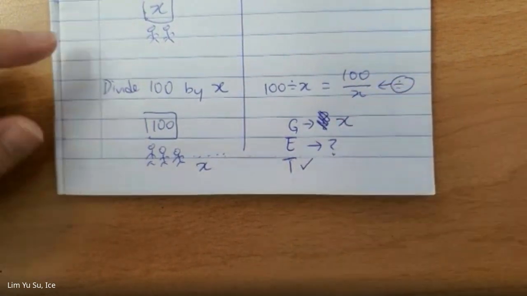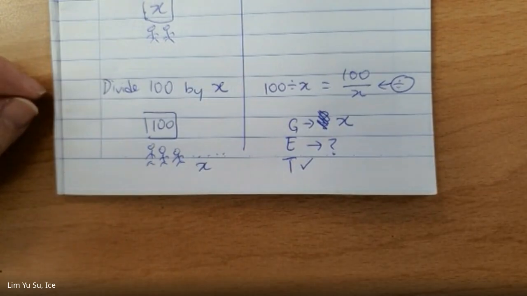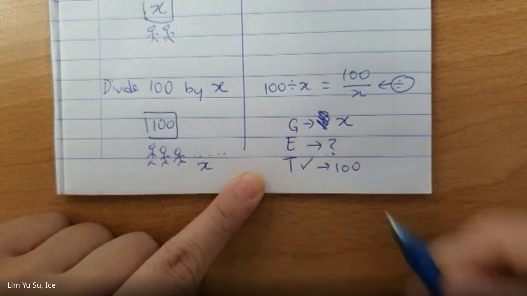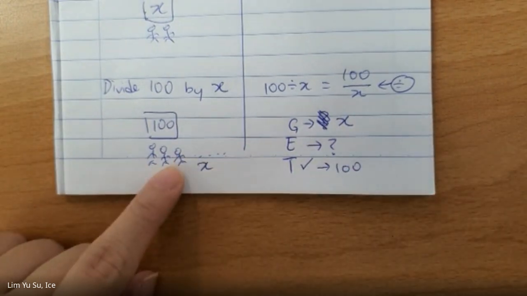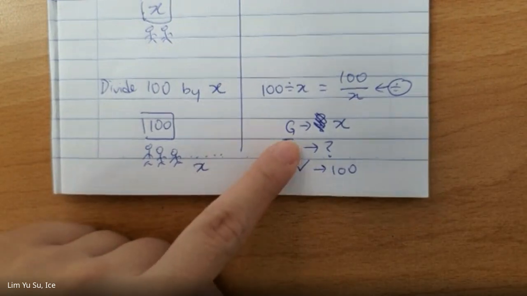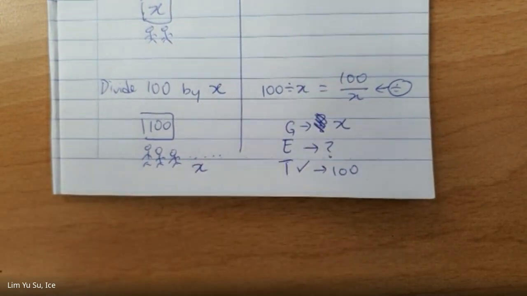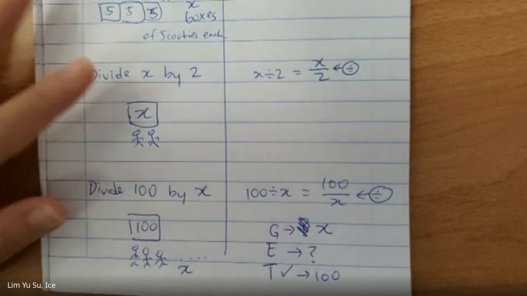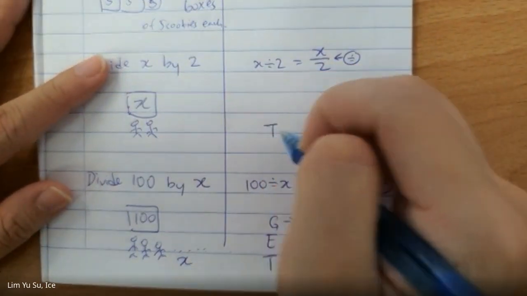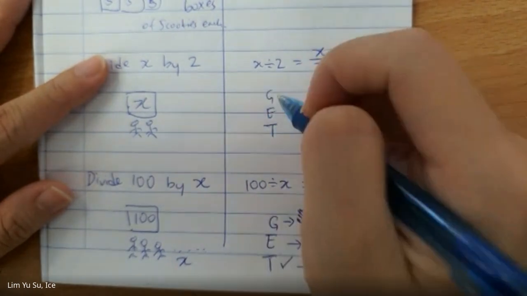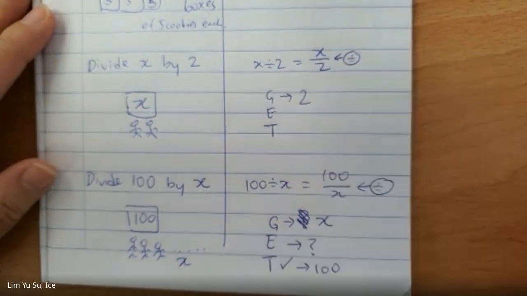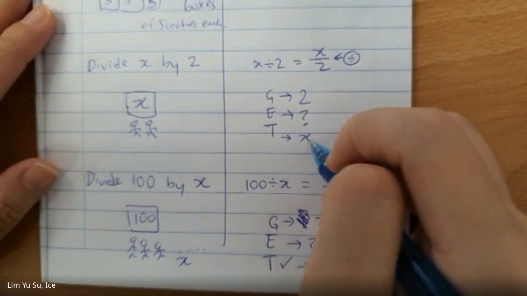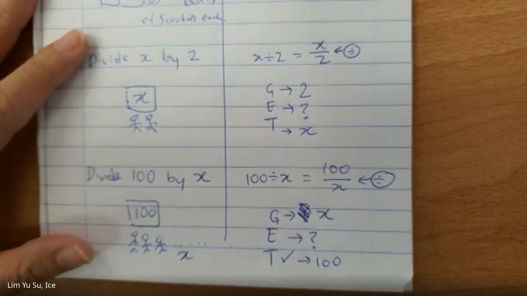Okay? Divide 100 by X. Total is 100. Number of groups is X. Don't know how many people. How many does each get? 100 out of X. 100 over X. The previous situation, the total is X. So G, E, and T. Number of people, 2. Each is the one that you're finding out. Total is X. Can you see the difference now?